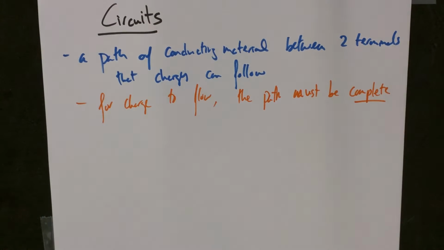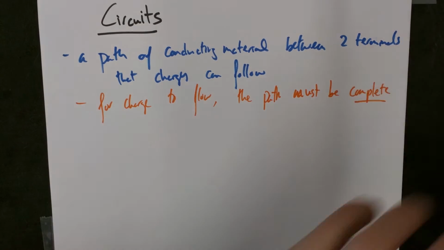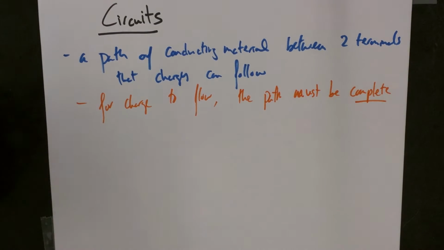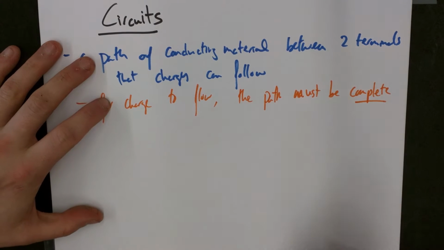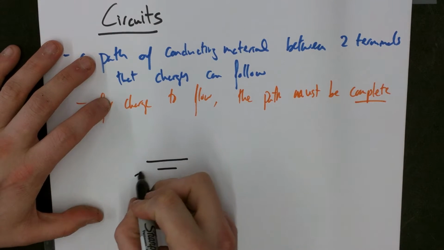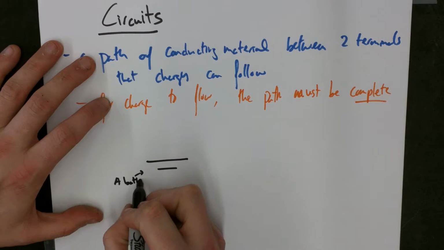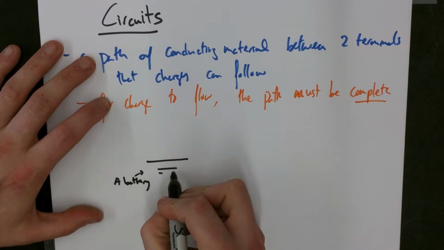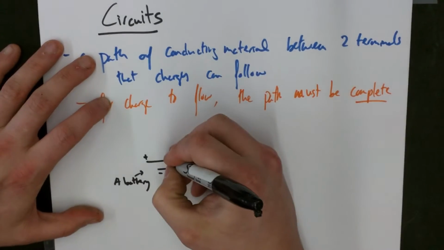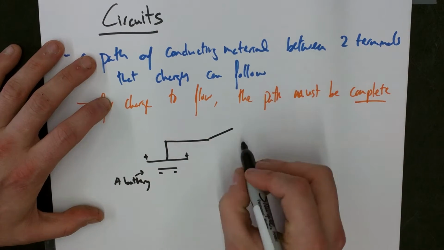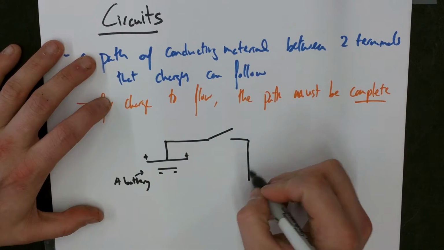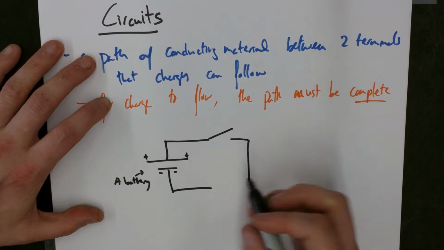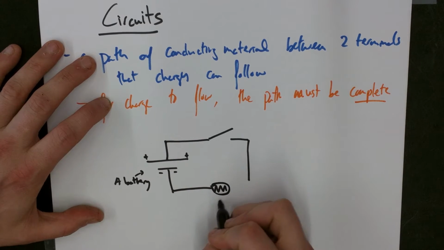Let's turn our attention to circuits, defined as the path of conducting material between two terminals that charges can follow. So here I'll give you an example of a circuit diagram. I have here a battery. On this side I have some negative charge. On this side I have some positive charge. This is a switch. And over here, let's say that I have some light bulb.